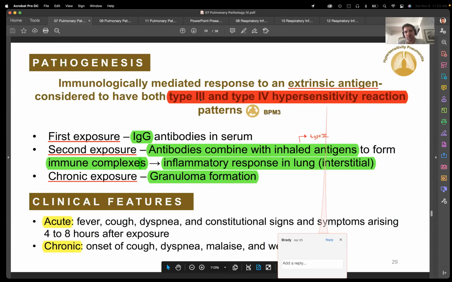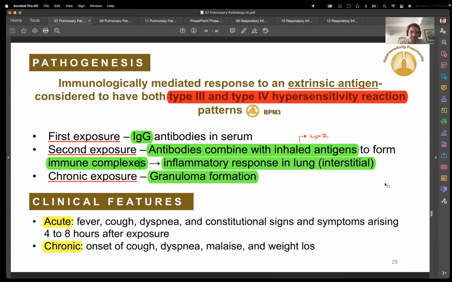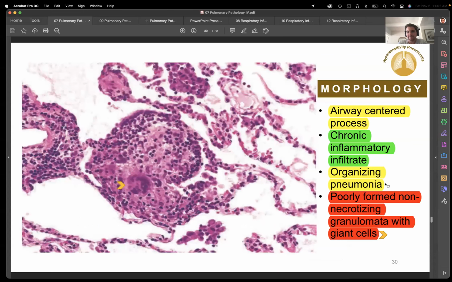Type 3 and 4. So 3 is going to be those immune complexes that form, and then type 4, as we said, are the T cell delayed type formation. Okay.